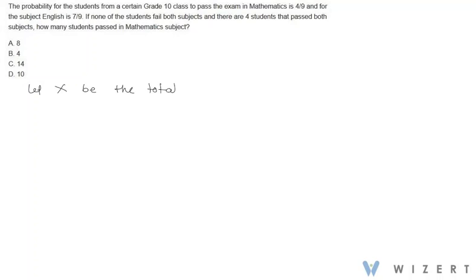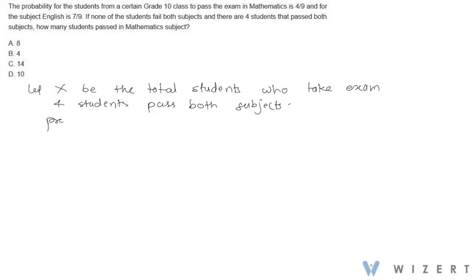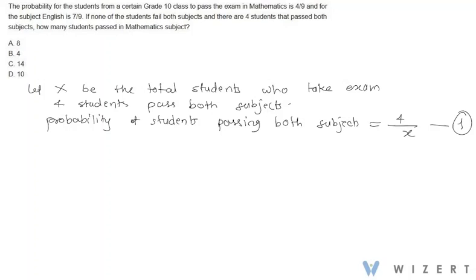Now let X be the total students who take exam. Now it is given that 4 students pass both subjects. That means that the probability of students passing both subjects can be represented by 4 by x. Let's give this equation 1 and we'll use it later.